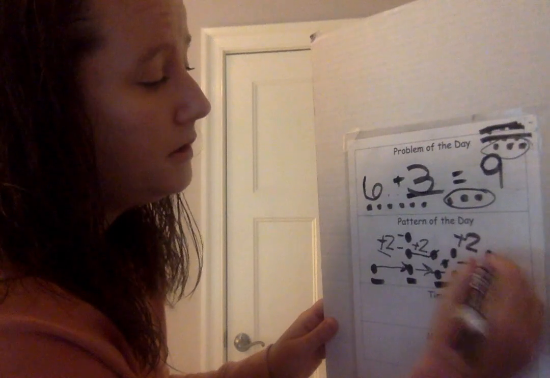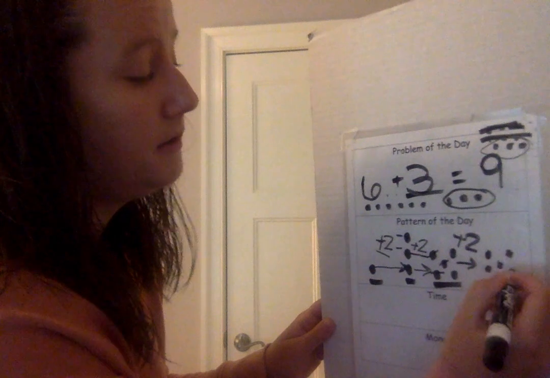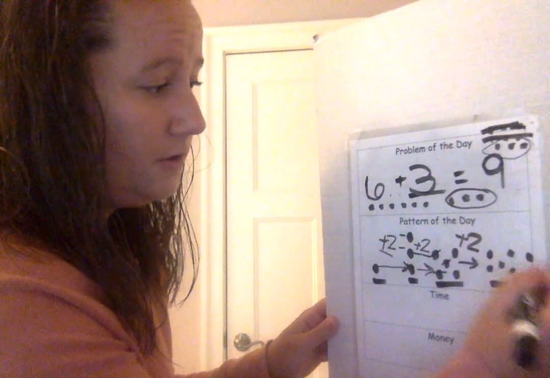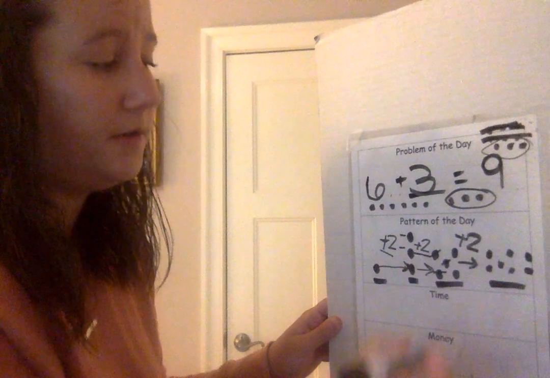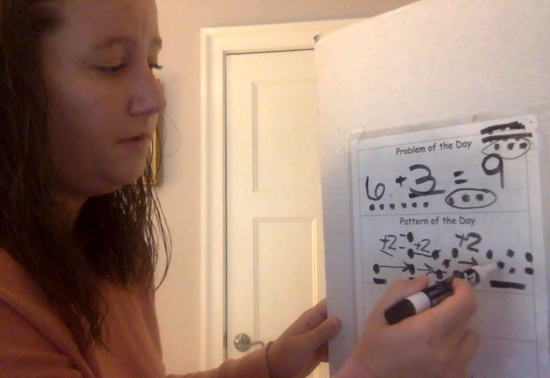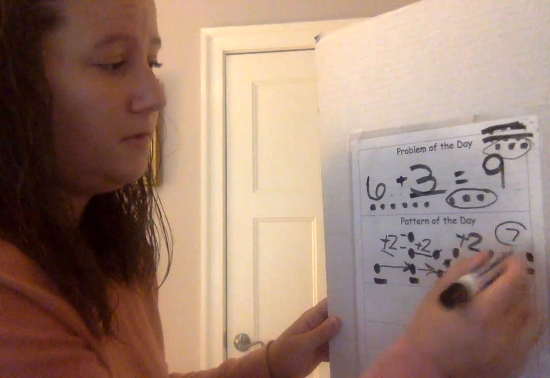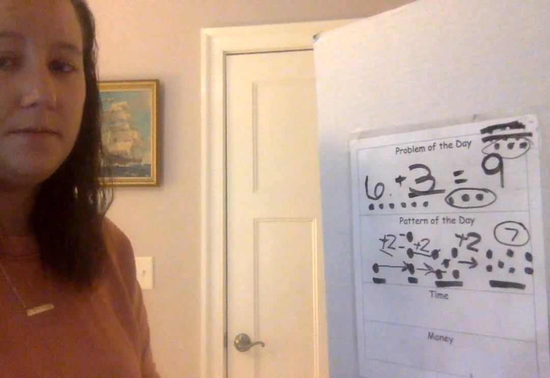Or you could just draw your 5 dots. You know you're still going to have those. And then draw 2 more. And let's count how many you have all together. 1, 2, 3, 4, 5, 6, 7. So your missing number of dots was 7.